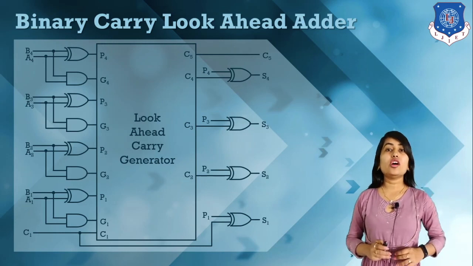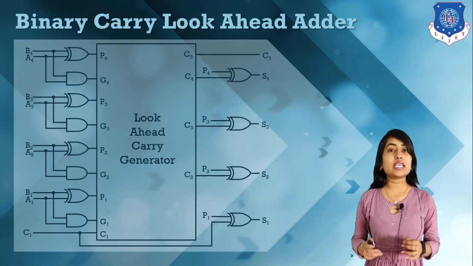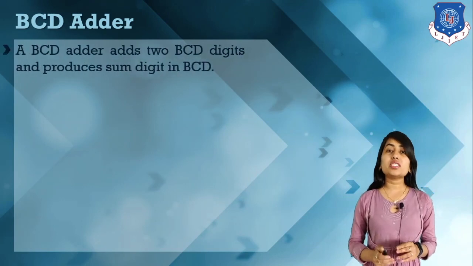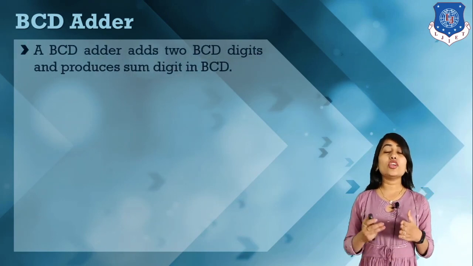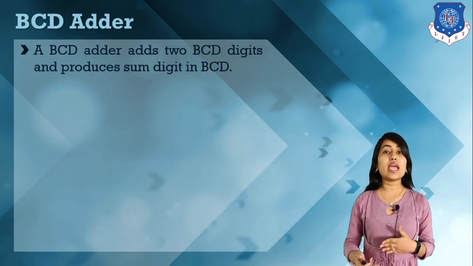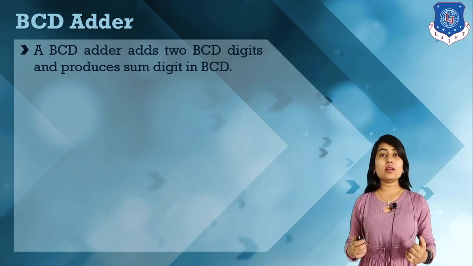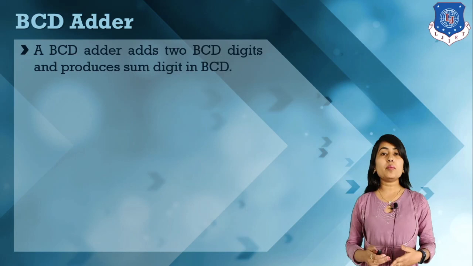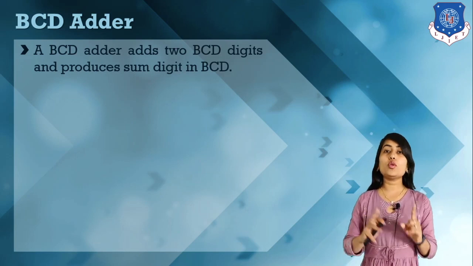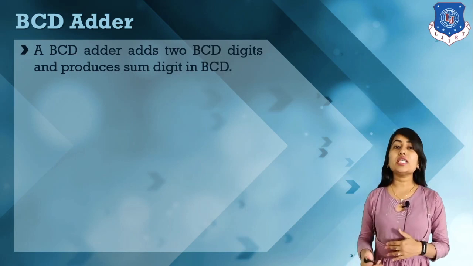Now we have another type of adder, that is the BCD adder. So let's discuss the BCD adder. This BCD adder is an adder which performs BCD additions, which takes BCD numbers as input and produces the sum in BCD format.